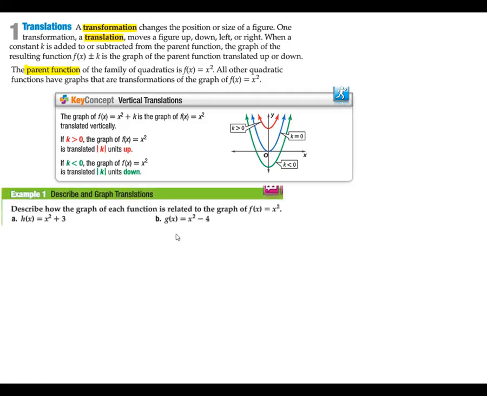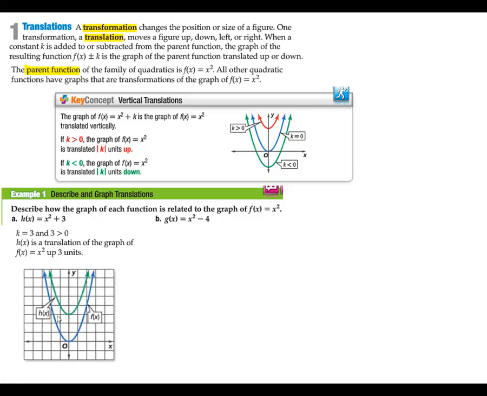So describe how the graph of each function is related to the graph of x squared. Well, these ones are pretty straightforward. For x squared plus 3, you're adding 3 to everything that you do for x squared, so it's going to shift everything up 3 units. G of x equals x squared minus 4 is part B. It's going to shift it down 4 units. It's going to move everything down 4 steps. So this one's up 3 units, and here's what the graph looks like.